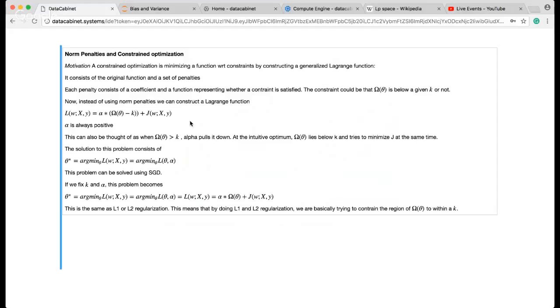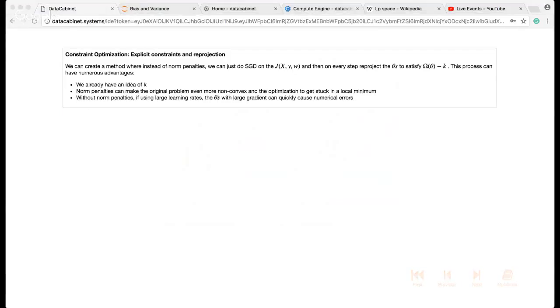So using that, we could do something better. Instead of trying to optimize the original cost function with a norm penalty, we can take out the norm penalty and just optimize the original cost function using some gradient descent kind of method. At every step, if it violates the constraint, then we take a projection to a point where it does not violate that constraint.